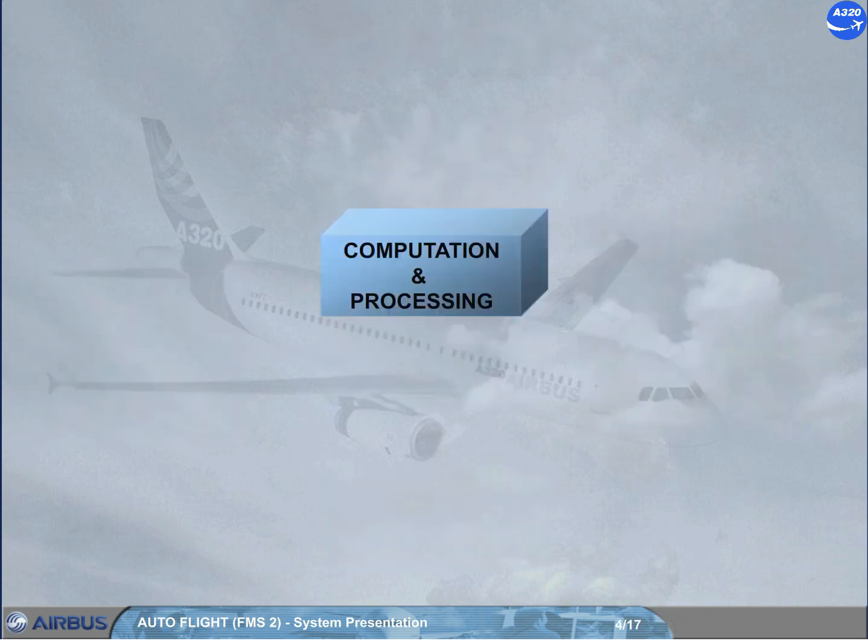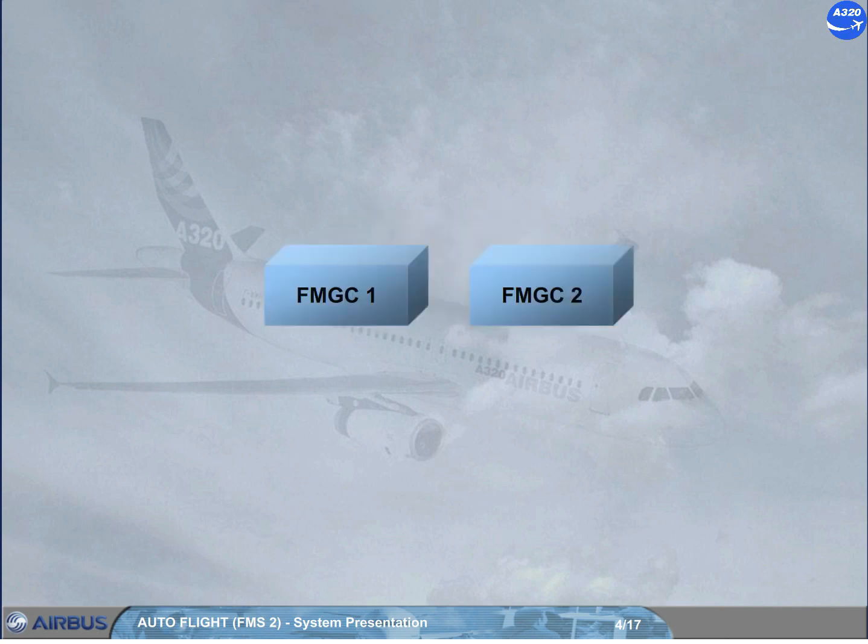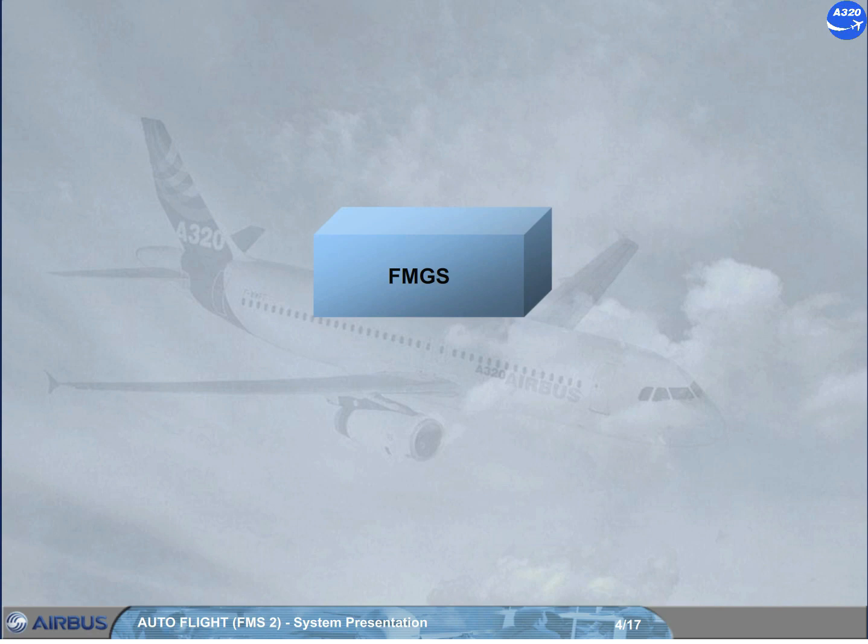For the AFS in the A320 family, computation and processing are done by 2 flight management guidance computers, FMGCs. The 2 FMGCs are identical and normally work together, so for training purposes we will group them as the Flight Management Guidance System, FMGS.